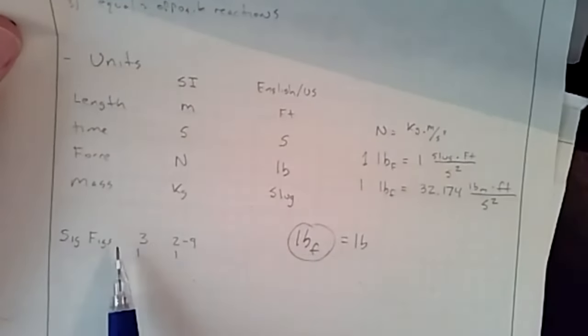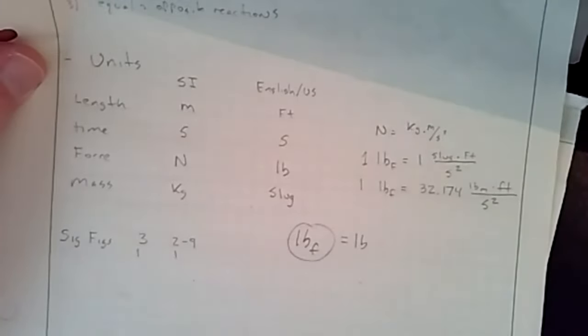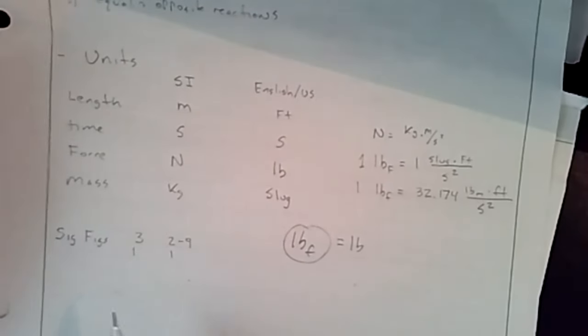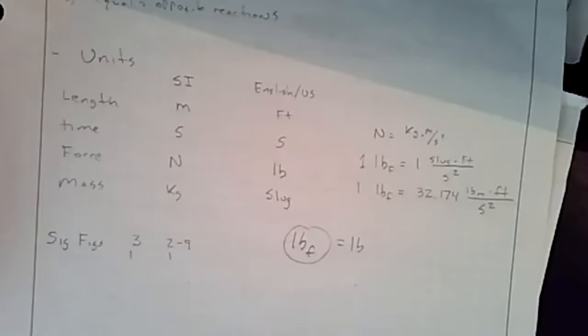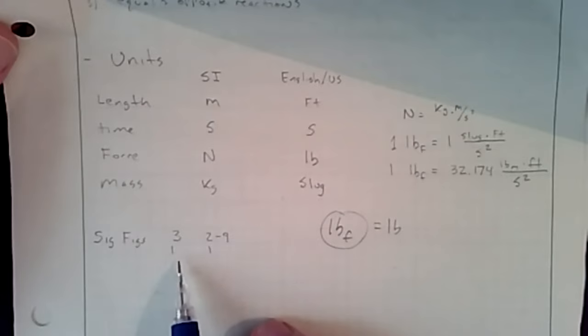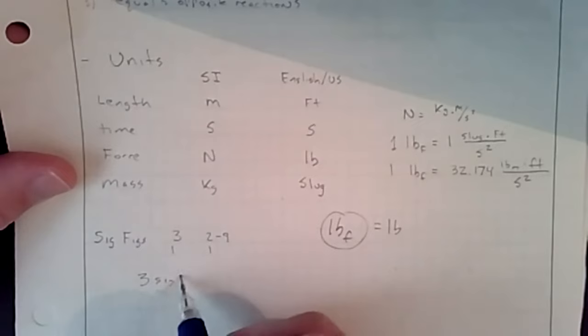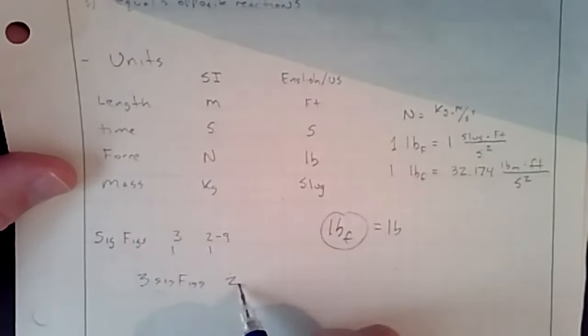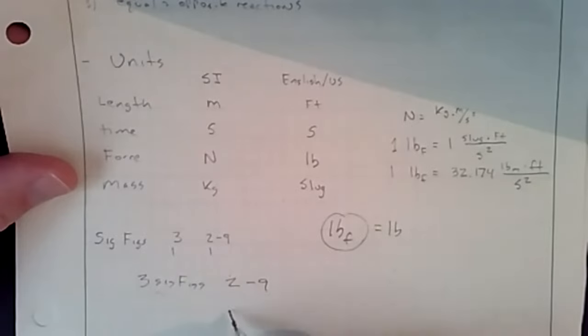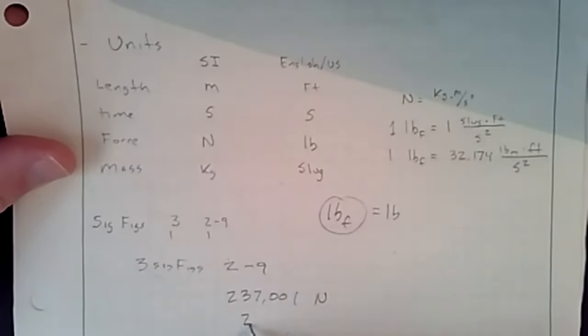The other thing is significant figures. When you're dealing with significant figures, you can keep as many as you want for intermediary calculations, but when you get your final answer, you should use three sig figs for a number that starts with a 2 through a 9. So if I have 237,001 newtons, then that's going to be 237 kilonewtons.